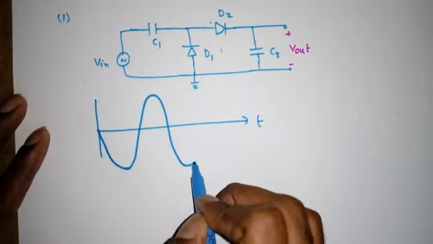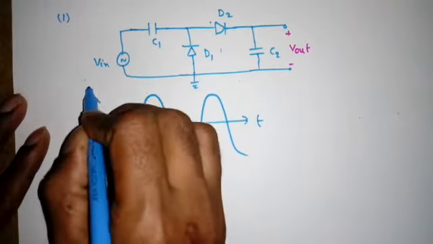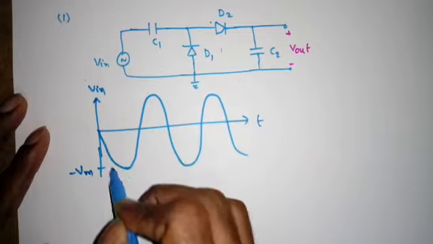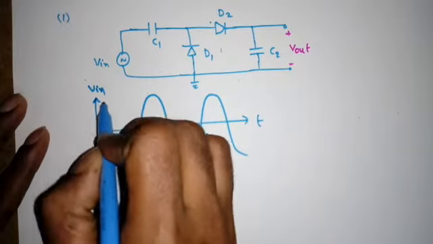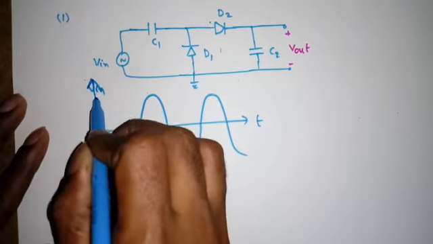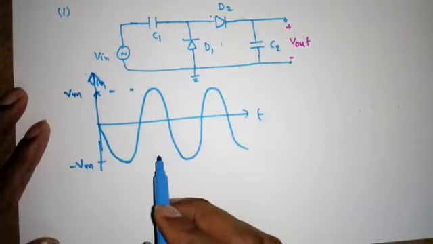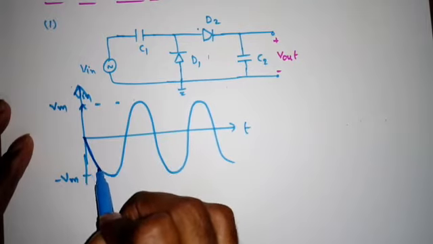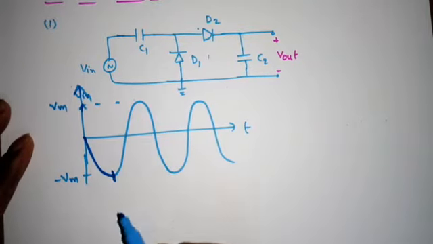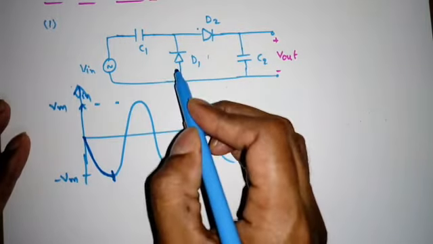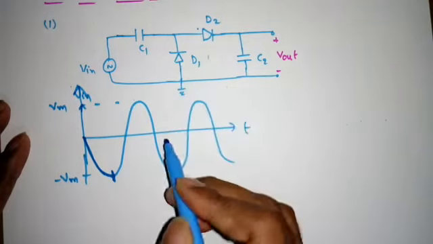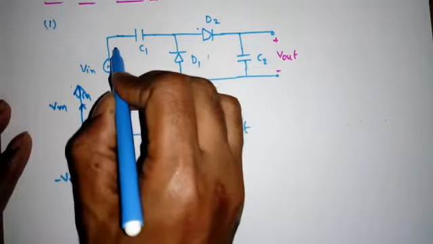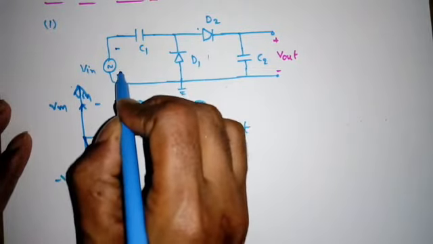So the input I have to take something like this. So this is the Vin. So maximum I can take on the negative side minus Vm, on the positive side Vm. Now first we'll see, when I apply this negative half cycle up to minus Vm, what will happen to the diode D1 and diode D2? So I'm applying the negative values. That means I have to apply something like this, minus plus.